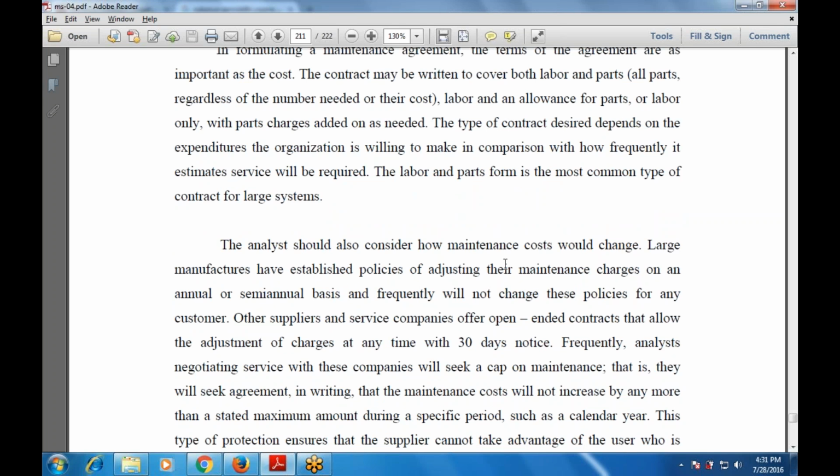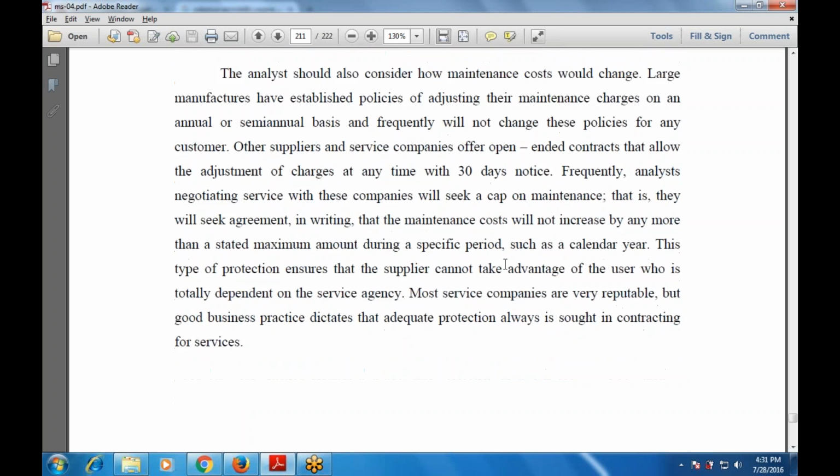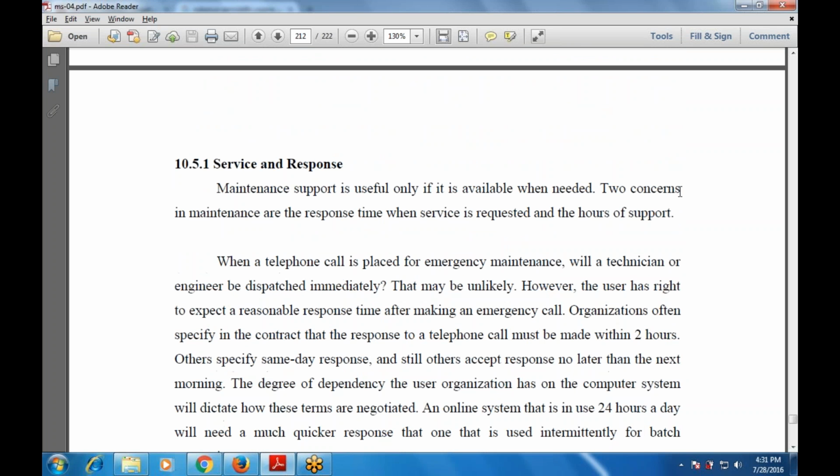And when I talk about the analyst, they should consider how maintenance cost will change, and large manufacturers have established a policy of adjusting their maintenance charges on an annual or semi-annual basis. That will change the charges.